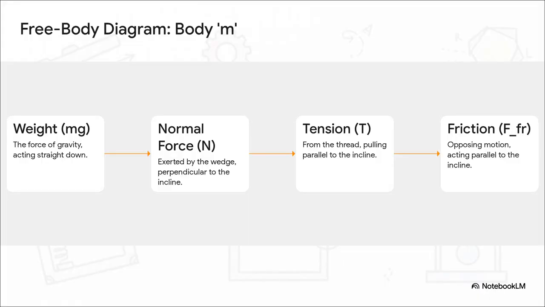Okay, let's focus just on our little block m. First, the easy one, gravity, right? mg, straight down. Then, the wedge is pushing up on it, that's our normal force, N. And remember, it's always perpendicular to the surface. The thread is pulling it up the incline, that's tension, T. Now the tricky one, friction. Which way is the block trying to slide on the wedge? It wants to go down, right? So friction has to fight that. It's going to act up the incline.